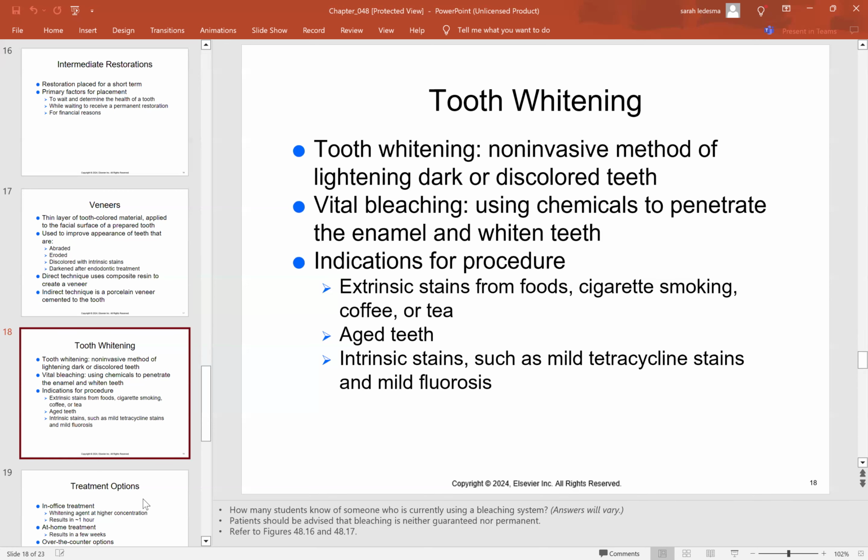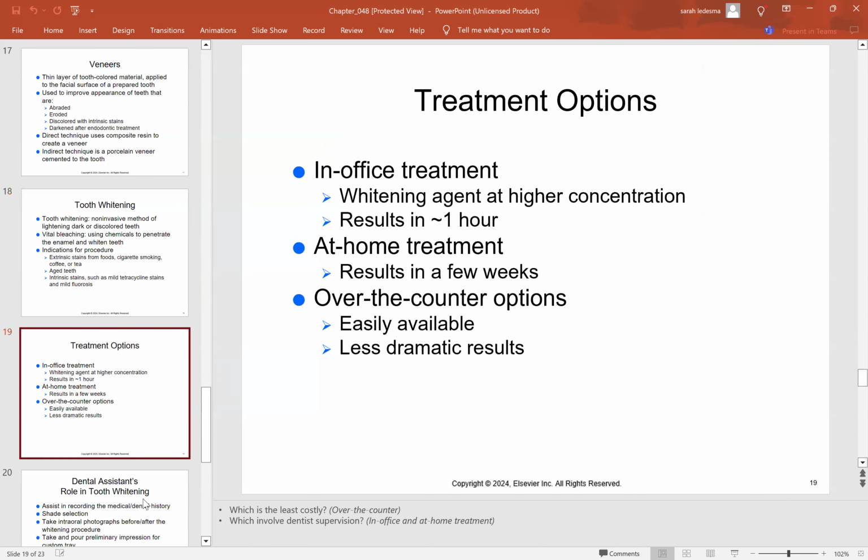There are lots of options for whitening. Once you get into an office and speak with your doctor about what they like, you may also have reps come in and talk about different options for whitening for your patients. A lot of offices offer in-office whitening treatment. So this is when we're using an agent with a higher concentration than what a patient can buy over the counter, and typically they'll see the results within 1 hour.